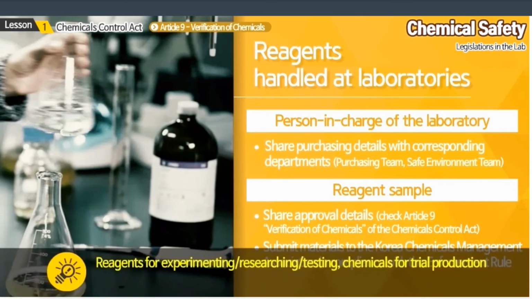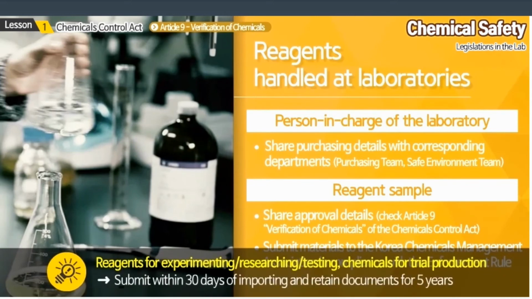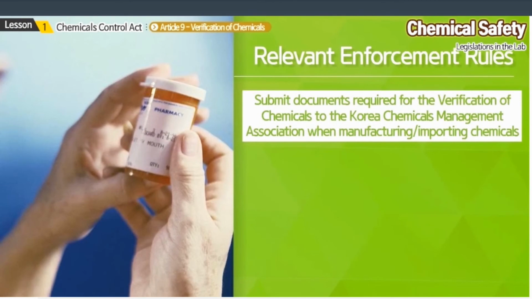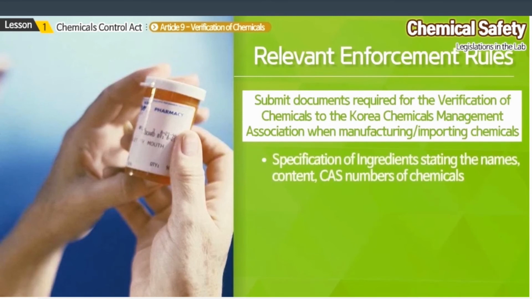Additionally, reagents used for experimenting, researching, testing, or chemicals used in trial productions must be submitted within 30 days of importing, and all relevant records must be retained for 5 years under Article 50, Recording and retention of documents, of the Chemicals Control Act. The relevant enforcement rules state that any person who manufactures or imports chemicals must submit documents required for the verification of chemicals to the Korea Chemicals Management Association, along with the specification of ingredients stating the names, content, and CAS numbers of chemicals, and the detailed statement of verification, attached Form Number 1.